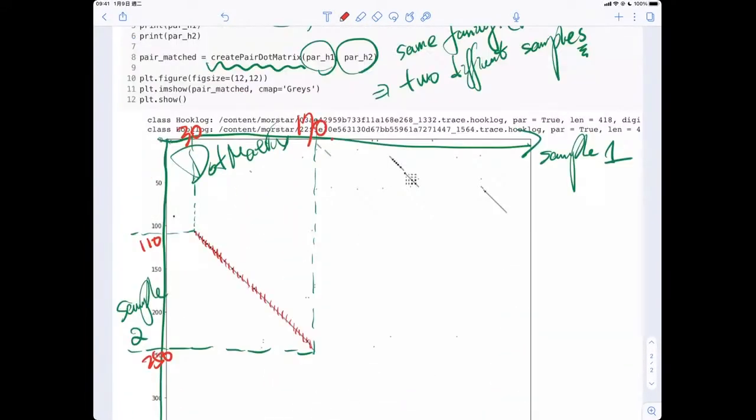So that means we have two different samples, but by using the dot matrix, I found a pattern right here, which is a line that indicates that the subsequence of sample 1 from event 30 to 170 is almost exactly the same as the events you find in sample 2 from event 110 to event 250. Okay, so by using the dot matrix, you can identify whether sequence 1 and sequence 2 have a commonly shared subsequence within their sequences, even if they are not at the same position.